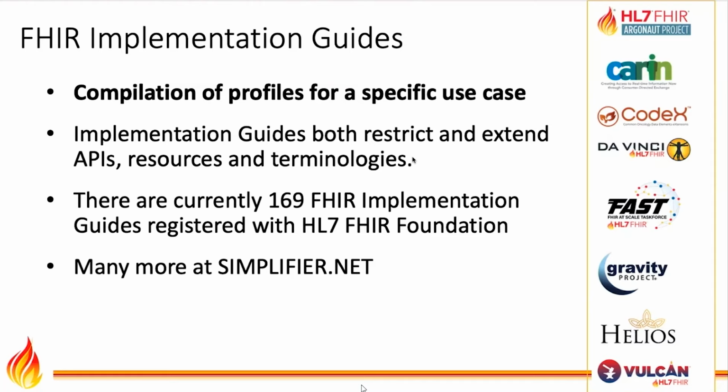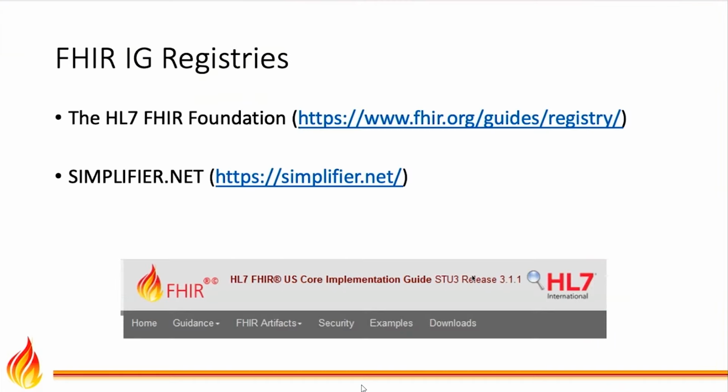Gravity is about social determinants of health, and Vulcan is about the pharma. I don't even remember right now what FAST and Helios are doing, but they're out on the accelerator site, so you can see that. Helios is public health, and FAST is FHIR at scale. Okay. So nationwide FHIR exchange.